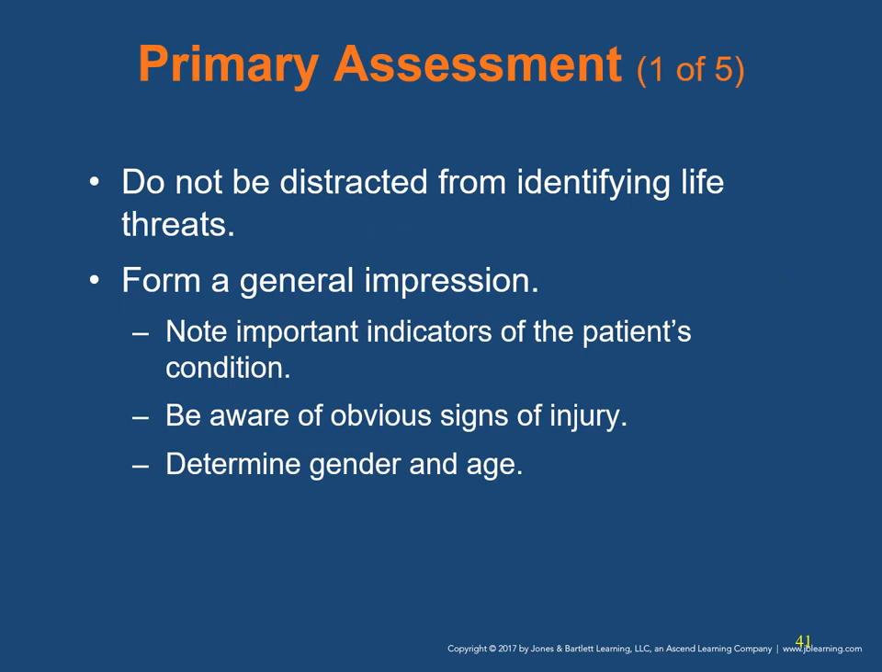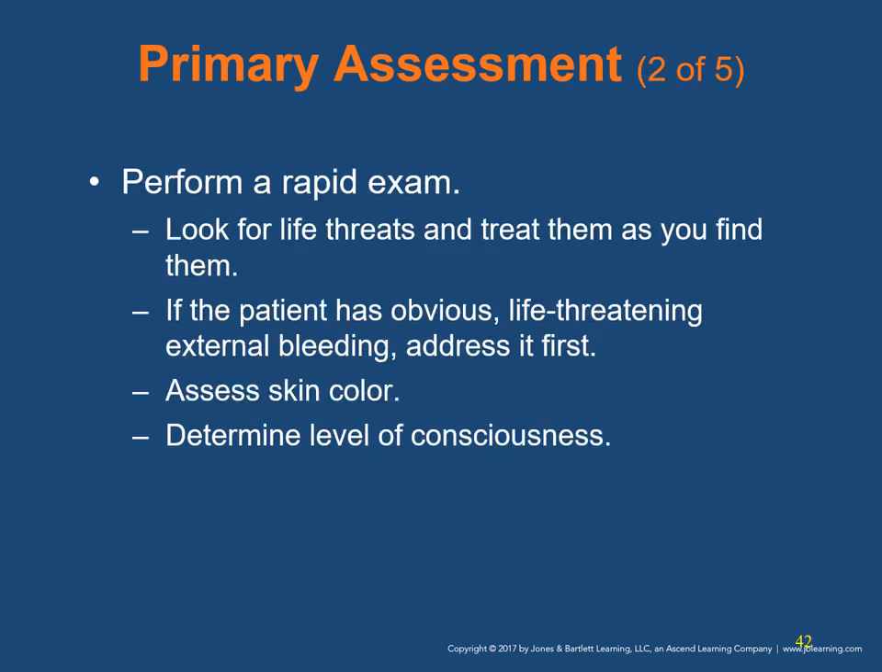Primary assessment. Do not be distracted from identifying life threats. Form a general impression. Note important indicators that alert you to the seriousness of the patient's condition. Be aware of obvious signs of injury and distress, such as a facial grimace. Determine the patient's gender and age. Perform a rapid exam. Look for life threats and treat them as you find them. If the patient has obvious life-threatening external bleeding, address it first. Assess skin color. Determine the level of consciousness using the AVPU scale.